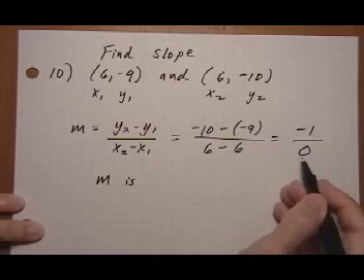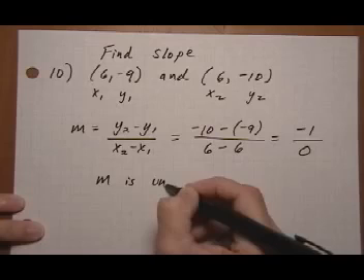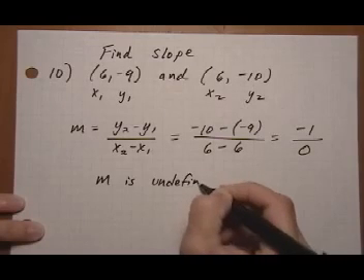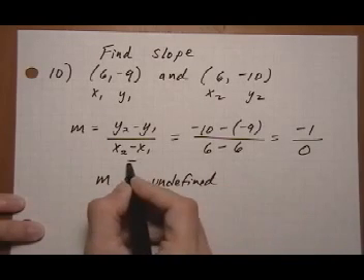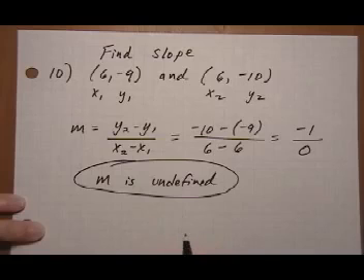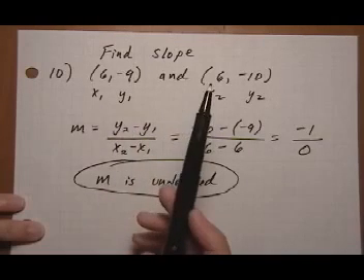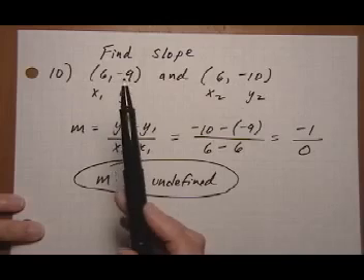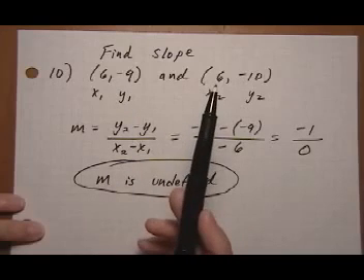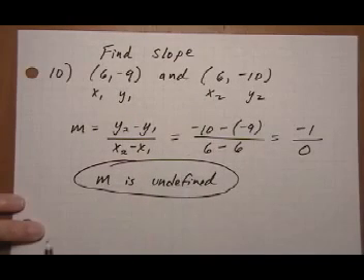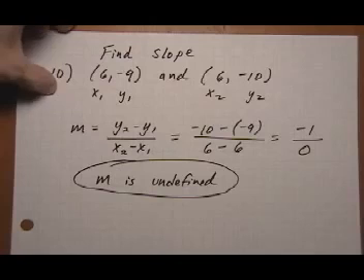And a number divided by 0 is always going to be undefined, so this has no slope. And if we were to draw this one out in a graph, and if you have time, go ahead and do that now. Draw your points (6, -9) and (6, -10). Draw a line through them, you'll see you get a vertical line. And a vertical line has an undefined slope.